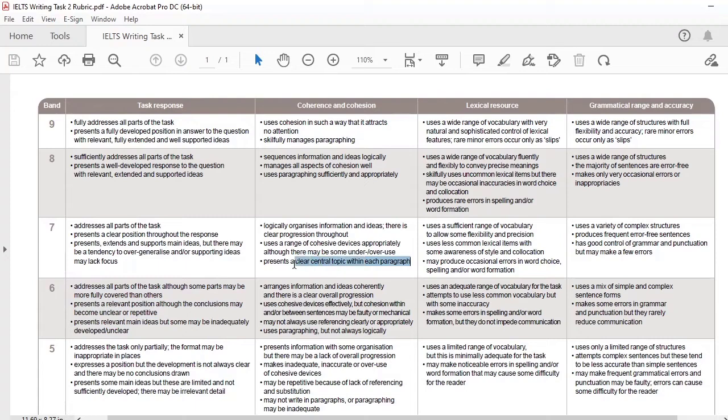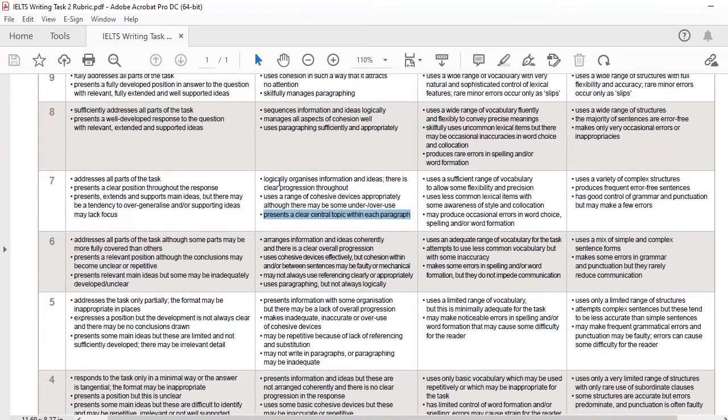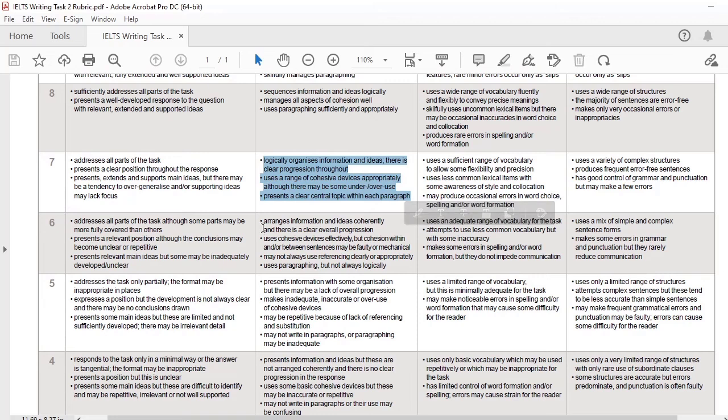So no, she did not do that. She did not present one paragraph. She did not dedicate one paragraph for each main point. So she is not getting a 7 either. Let's see if she gets a 6.